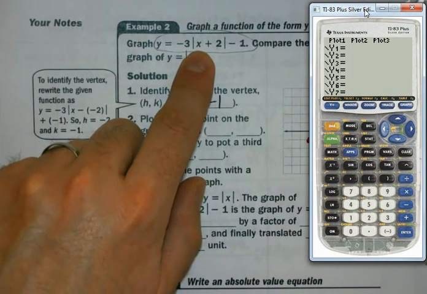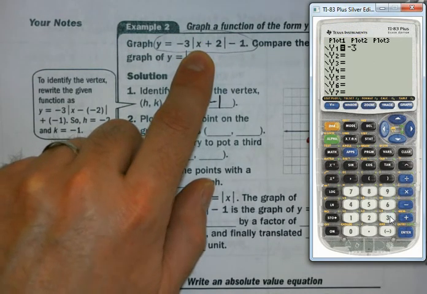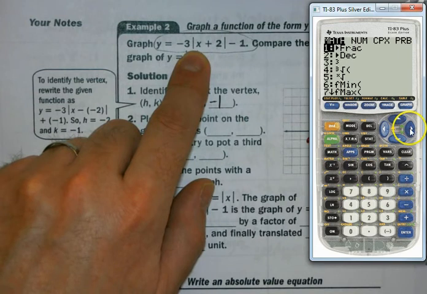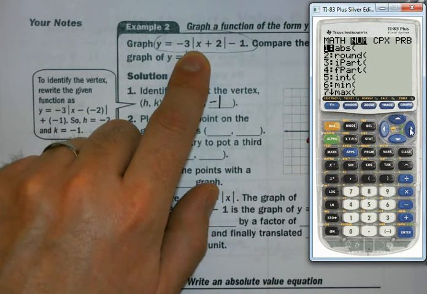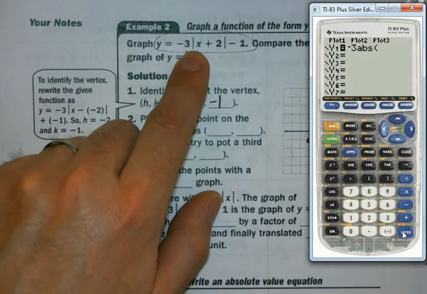I'm going to type this whole thing in. So notice the negative 3 at the start here isn't in the absolute value. So I'm going to type the negative 3. But then the absolute value starts. So again, once I get that part, I'm going to hit Math. I'm going to arrow over to the number menu, num, so 1 over to the right. And there's my ABS. I can either hit Enter or I can hit 1, and that'll get me my absolute value.